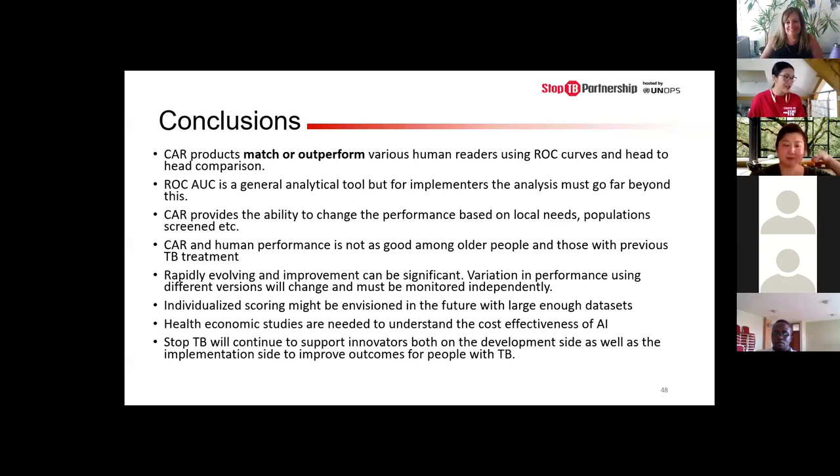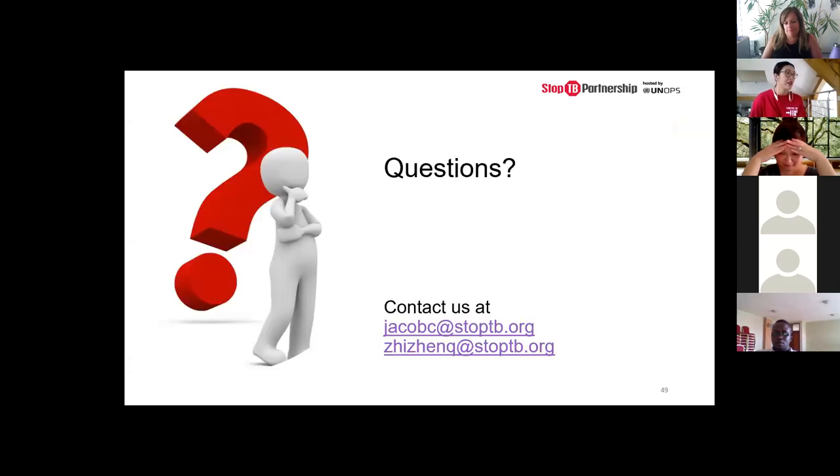Lastly but not least, StopTB and TBRich team will continue to support innovators on both the development side and the implementation side, to help people utilize this type of technology to benefit people living with TB. So sorry for running out of time.